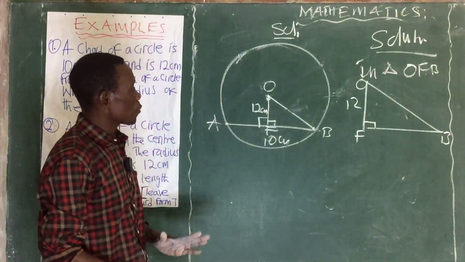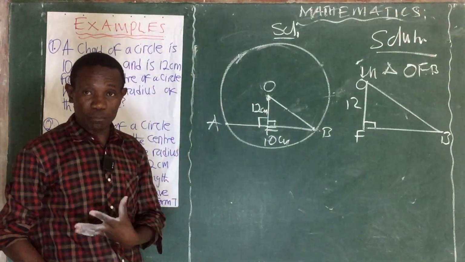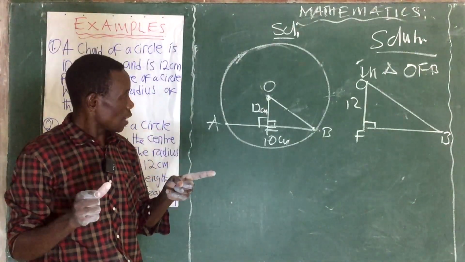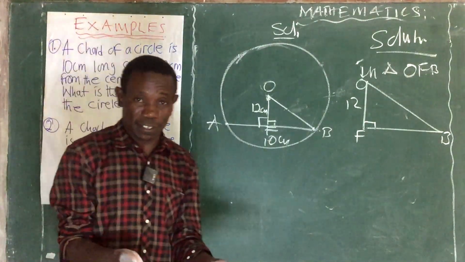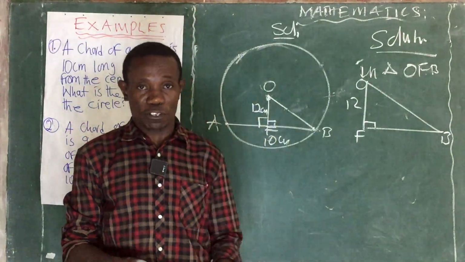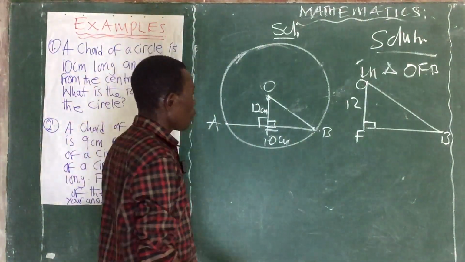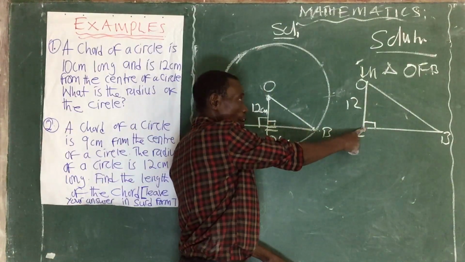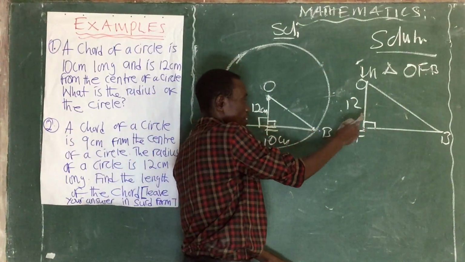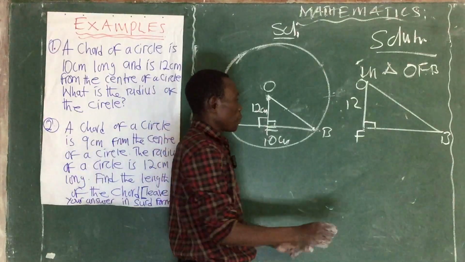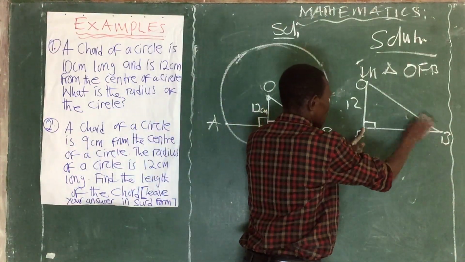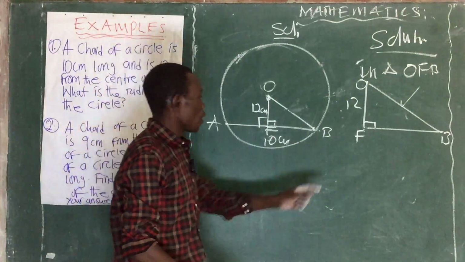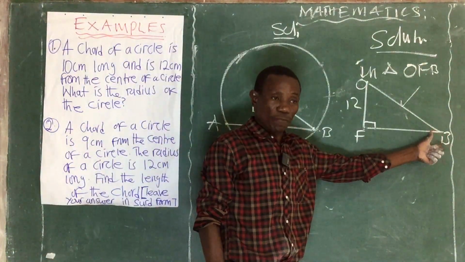If you decide to use Pythagoras theorem, always remember that you need to be given two sides, then you can find the value of the third side. Without it, it will be impossible. So here, I want to find the value of OB. I have OF given as 12. Come what may, I have to find the value of FB, then the value of OB will be found. So I'll need to work out FB because it's not given.